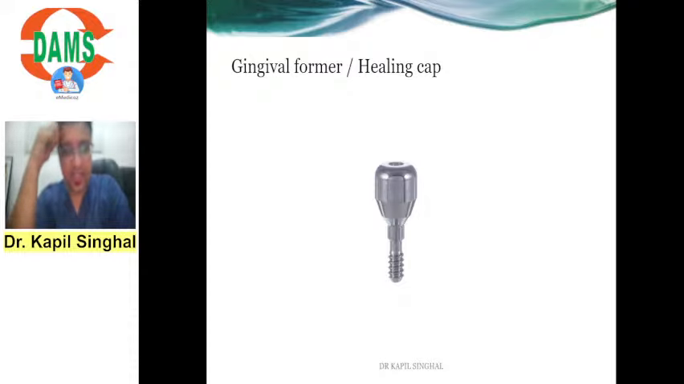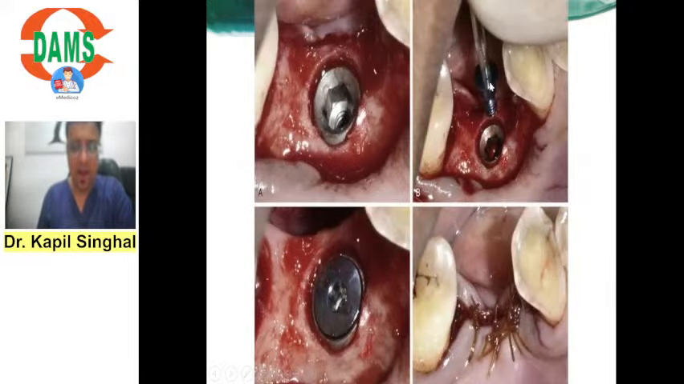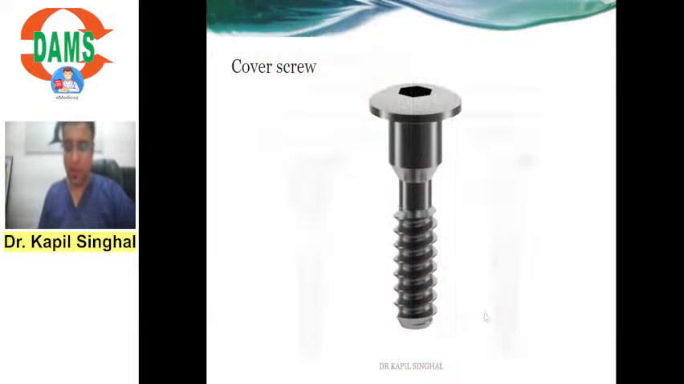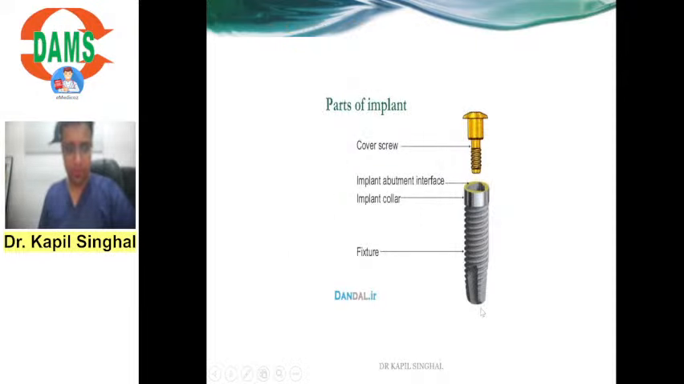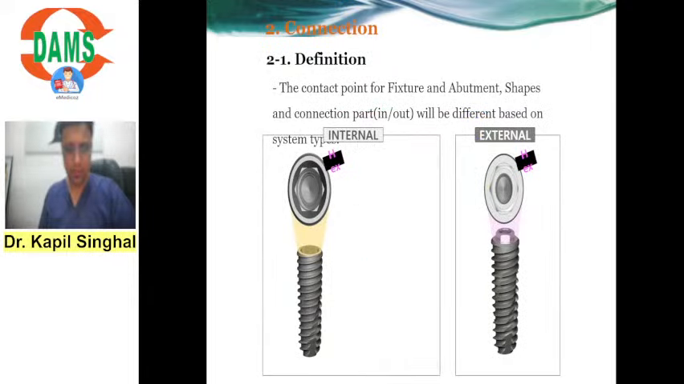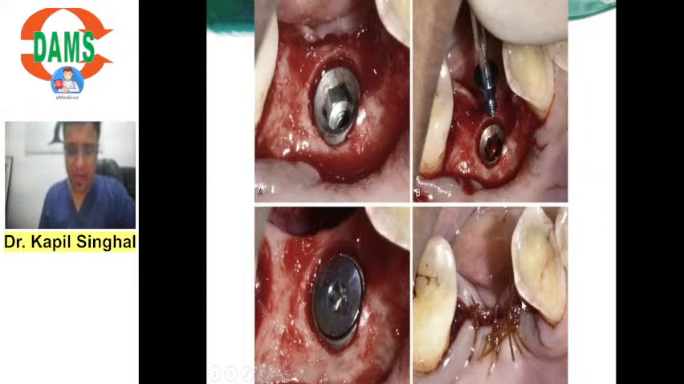Achha. Now the next thing, after my implant is exposed. So I just come to this picture. After I have removed this cover screw, I can see my implant that is exposed. Now I need to put something over my implant so that the soft tissue does not cover it completely. Because can you see it here? The cover screw is completely covered by the gingiva.